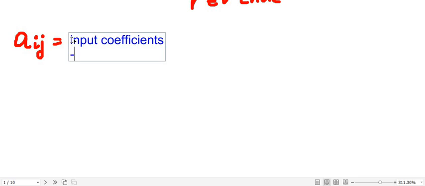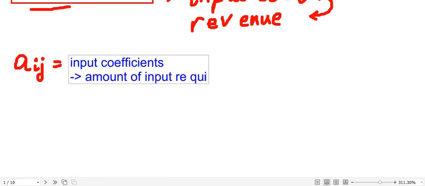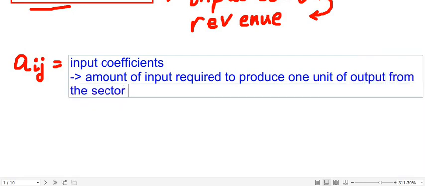Now what do they essentially mean? I can understand that it's a terminology, but what does it mean? It essentially means the amount of input required to produce one unit of output from the sector J. Now which output? There are which inputs?